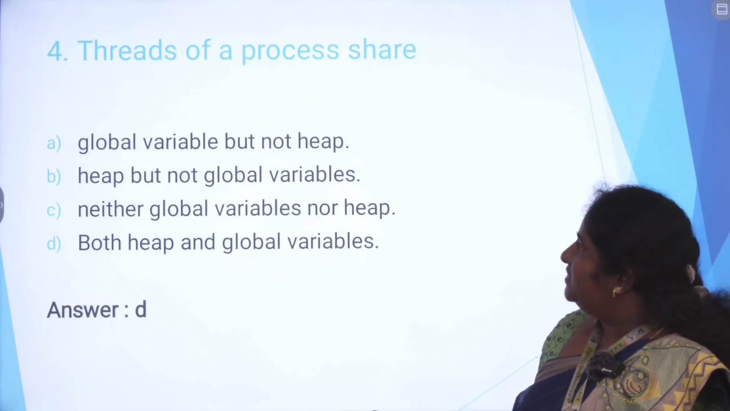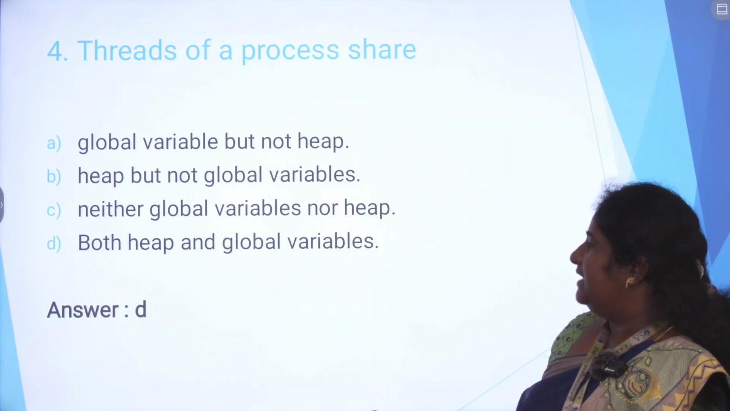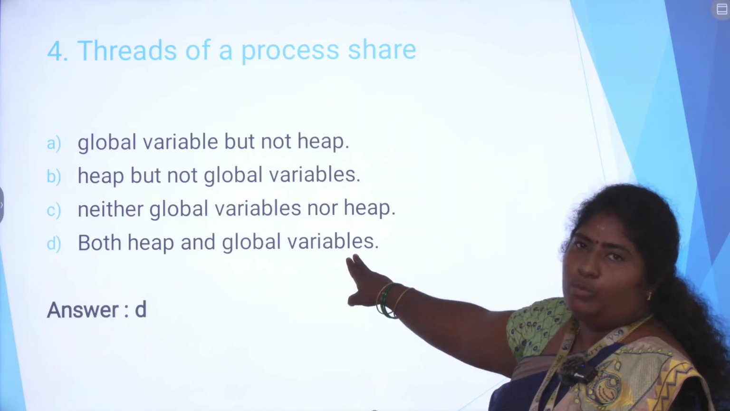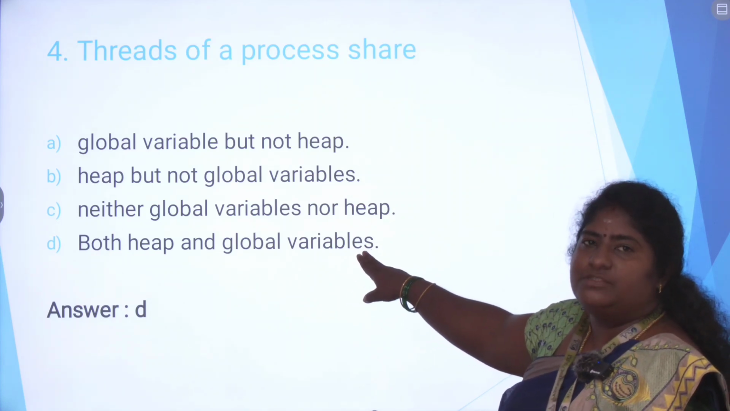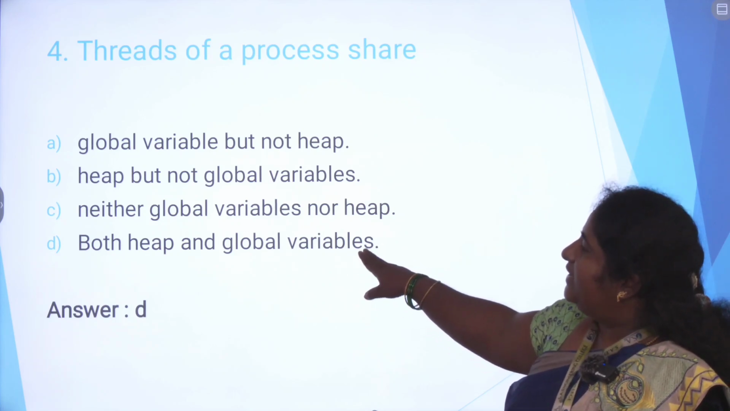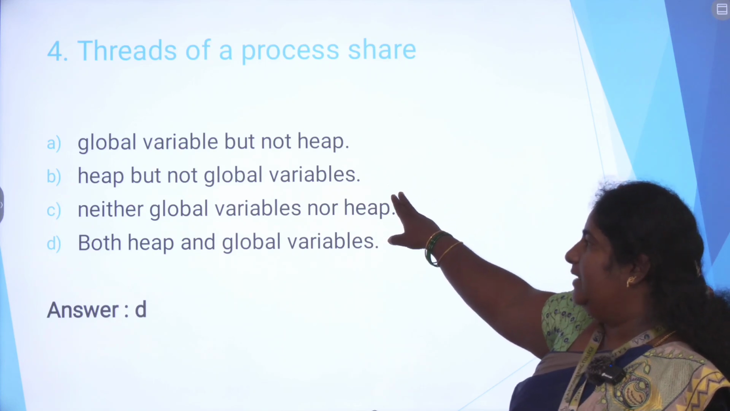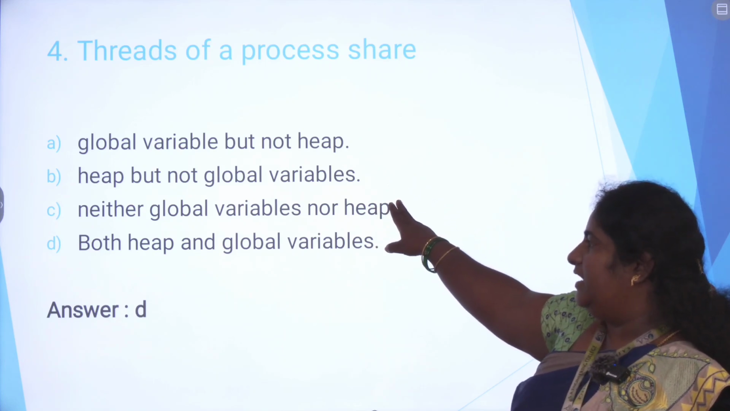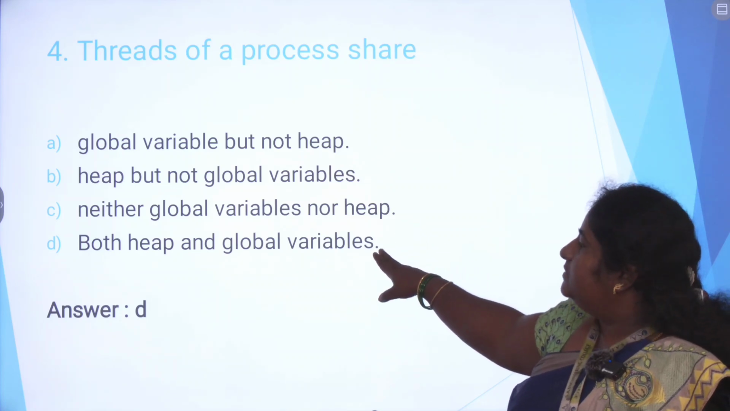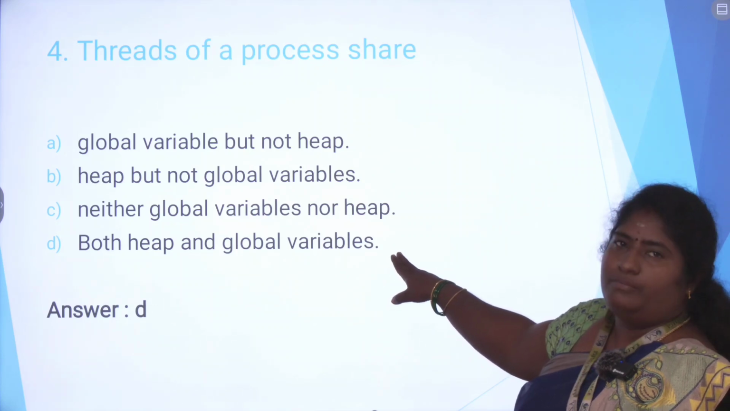Next, move on to the fourth question. Threads of a process share what? They share the address space to store the global variables. So all the global variables of any particular process can be accessed by multiple threads. The options given are A, global variable but not heap, B, heap but not global variable, C, neither global variable nor heap. Here the correct answer is that both heap and global variables are shared within the process.